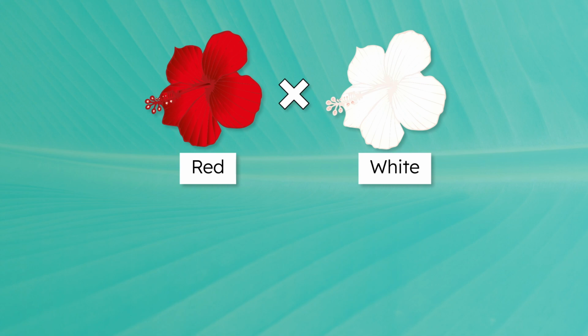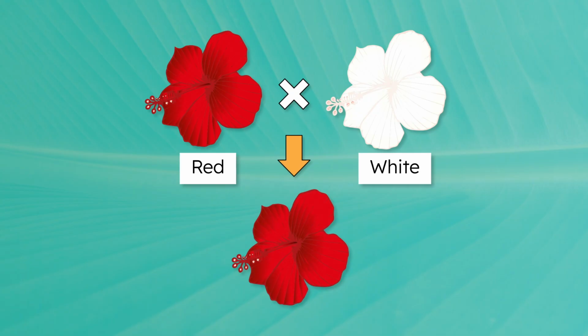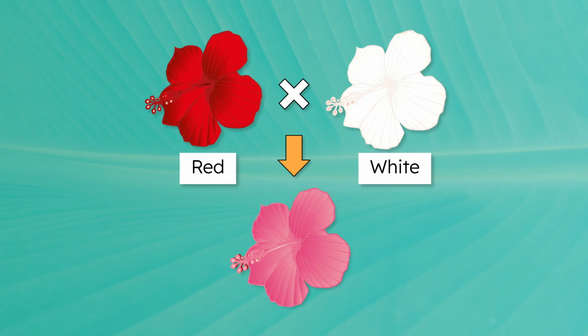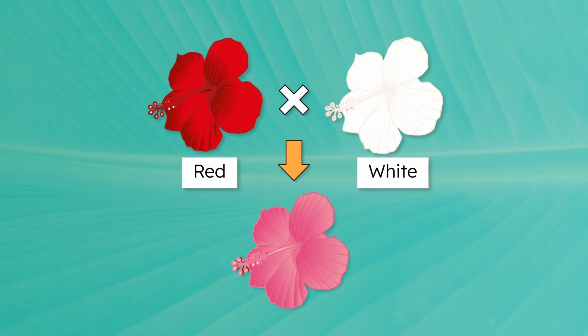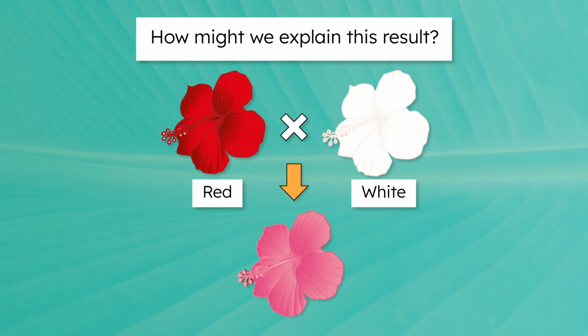If this followed simple Mendelian dominance, all of the offspring would express the same dominant trait. But when scientists actually perform this cross, something surprising happens. All of the offspring have pink flowers instead. How might we explain this result? We might conclude that pink represents a blending of the two traits. It's neither red nor white, but something in between.